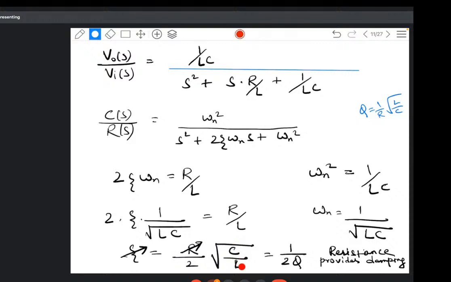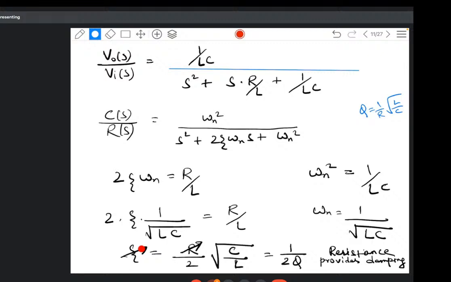So here C and L are energy storage elements and they are constants. So just by varying the value of this R, I would be able to provide damping in the electrical system. So in the mechanical system, the frictional coefficient provides the damping, and in the electrical system, the resistance provides the damping. Okay, is it clear to all of you?